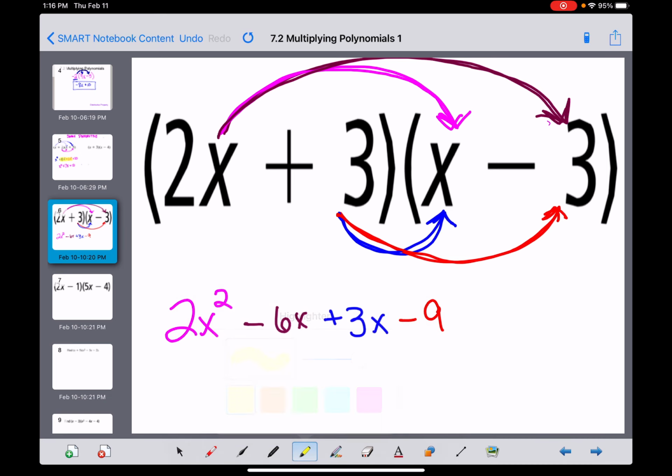Once again, I have like terms in the middle. So I'm going to combine negative 6 and positive 3 to get negative 3x. My minus 9 and 2x squared drop down.